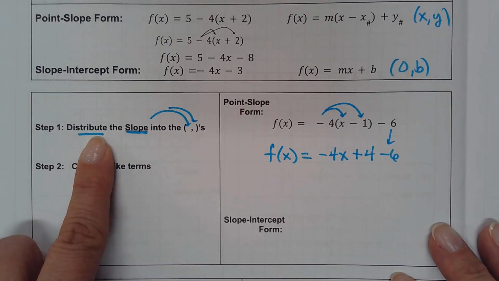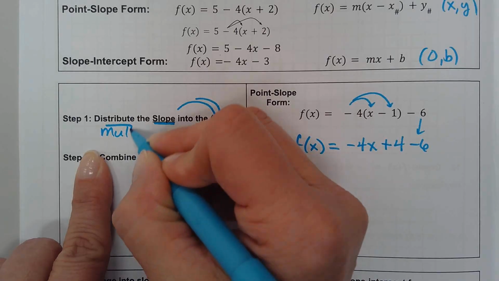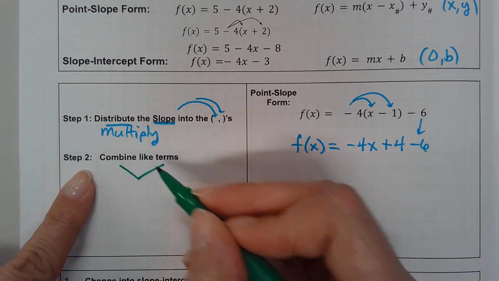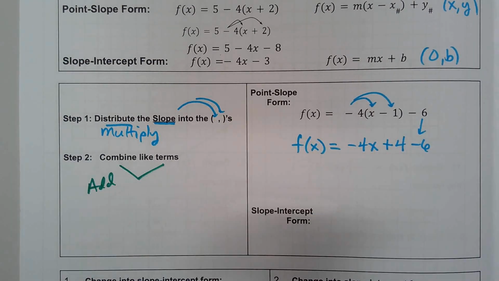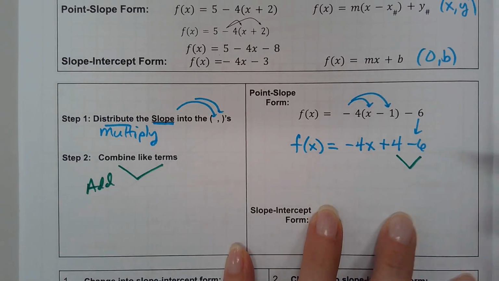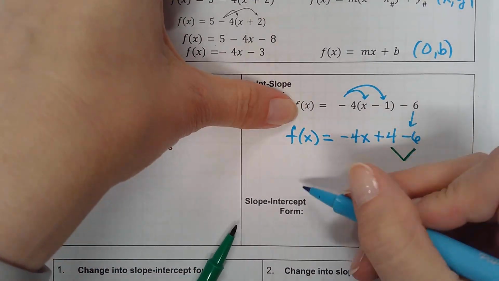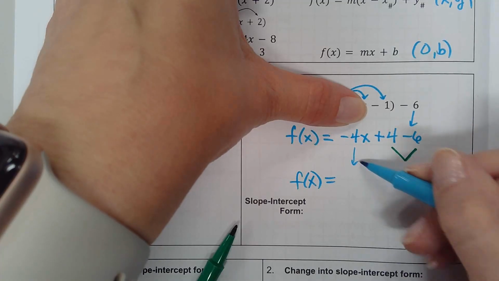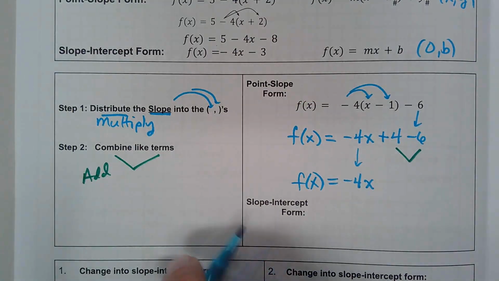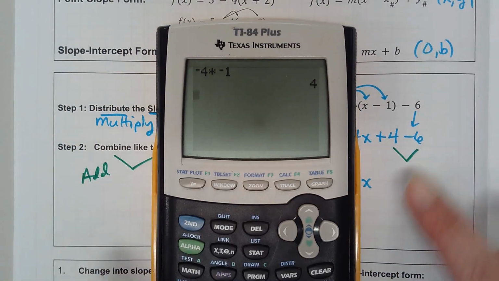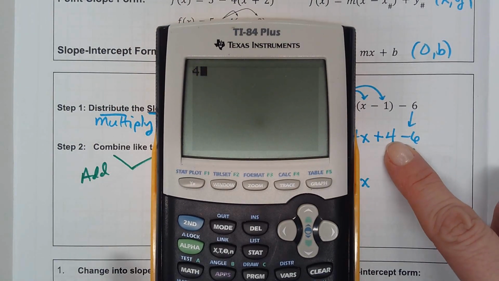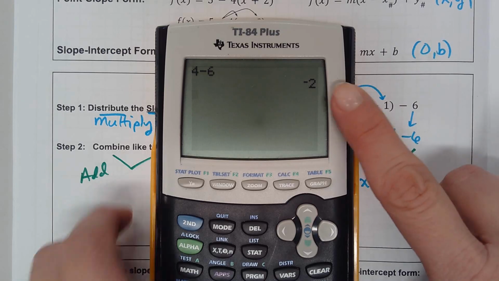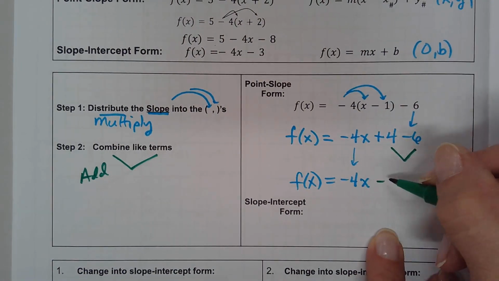So step 1 was to distribute, which again means multiply. But the second step is to combine any of your like terms by adding them together. So right here we have two numbers. We're going to put those together. Let's drop down f of x and the equal sign, and let's drop down -4x. And now I will add these like terms. So 4 is a positive. -6, what does that make? Since it is -2, I will put -2.